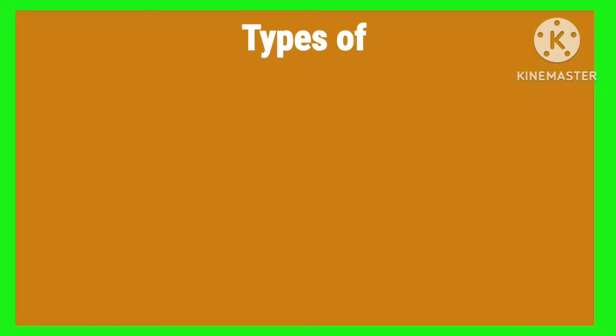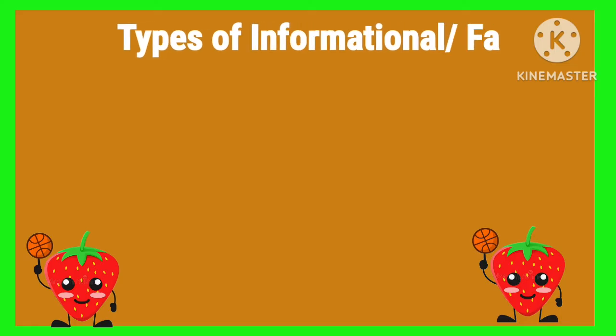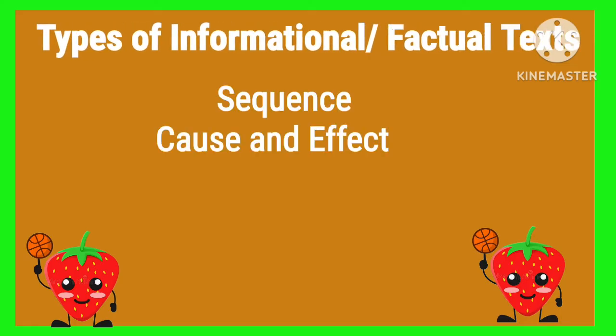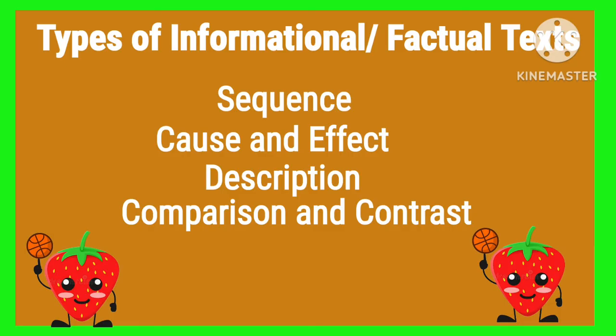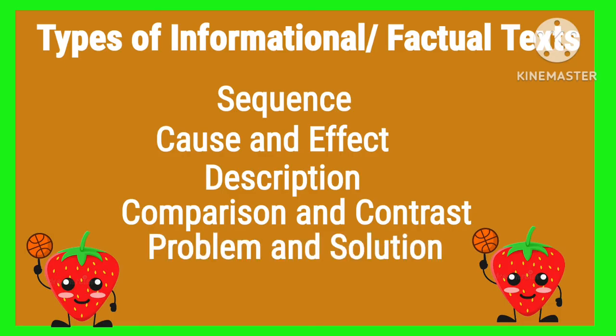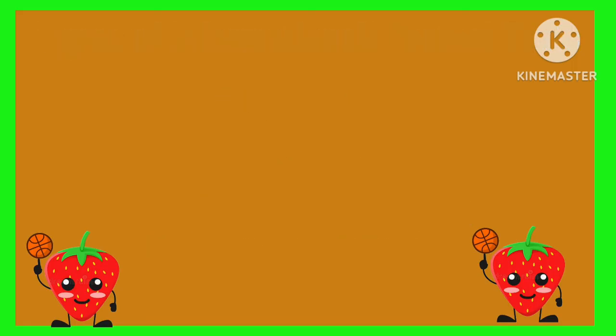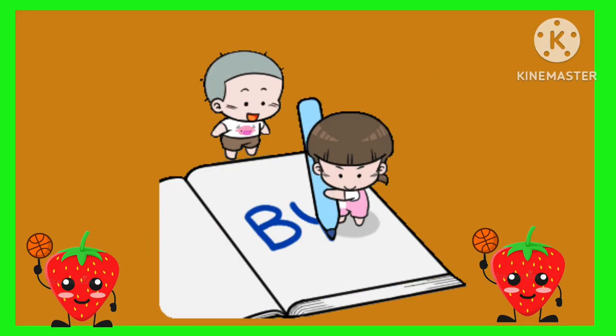So, the types of informational or factual texts are sequence, cause and effect, description, comparison and contrast, and problem and solution. Kids, I hope you learned the day's lesson.